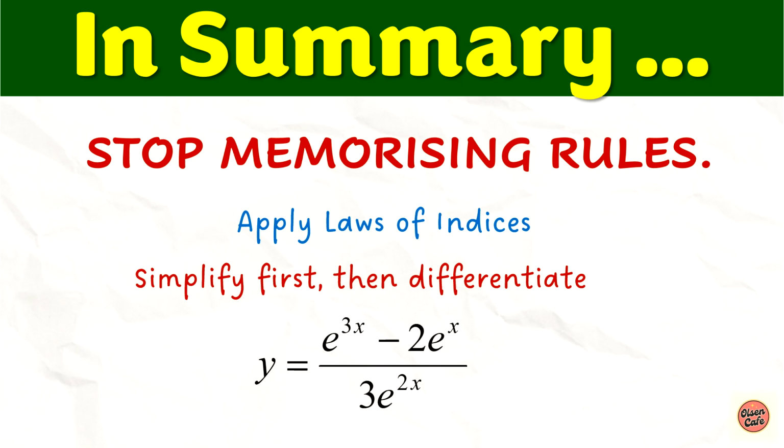So let's take a look at this expression. We have y equals e to the power of 3x minus 2ex divided by 3e to the power of 2x. Would you straight away apply quotient rule, or would you apply what I just shared today, that is to simplify first before you differentiate? So do let me know in the comment below how you would proceed to find the derivative over here.